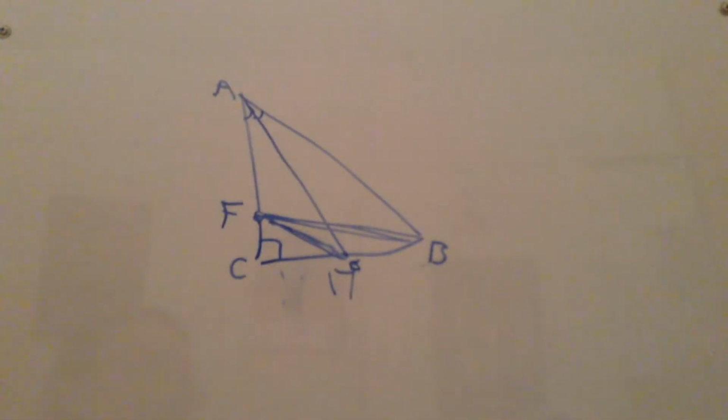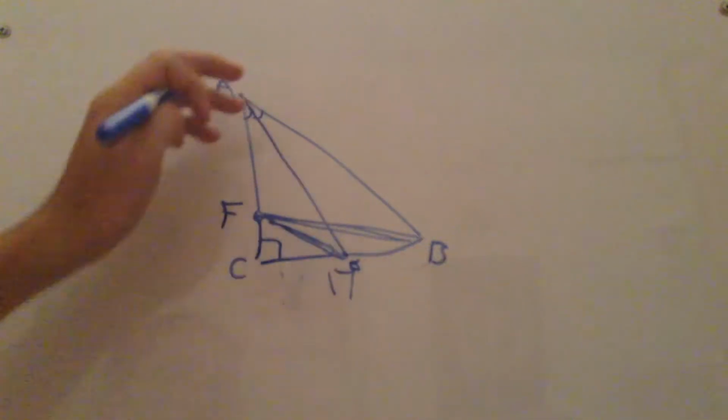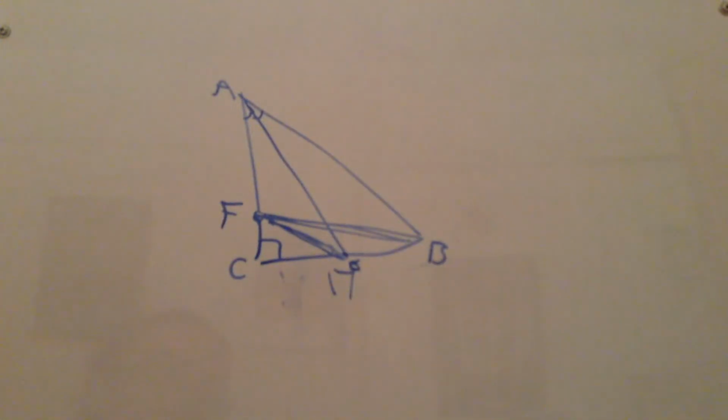Cyclic quad. Why did I say right triangle? This is a right triangle. AFEB is a cyclic quad. So, we can actually start playing around with stuff right away.